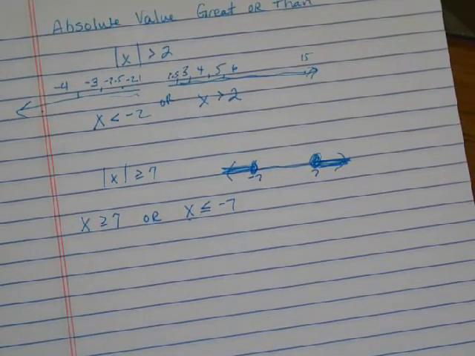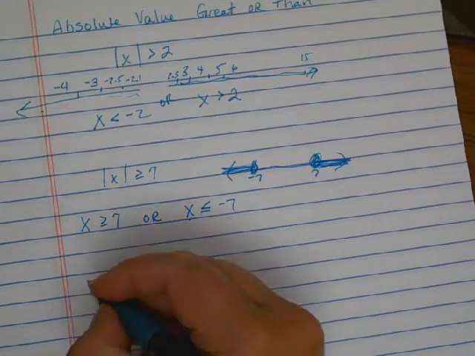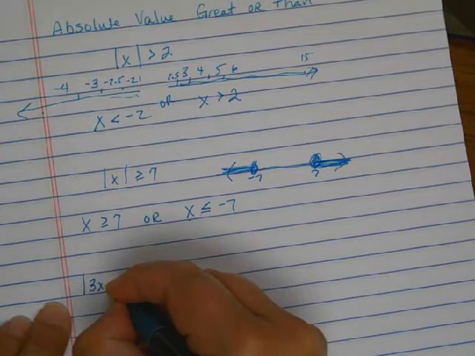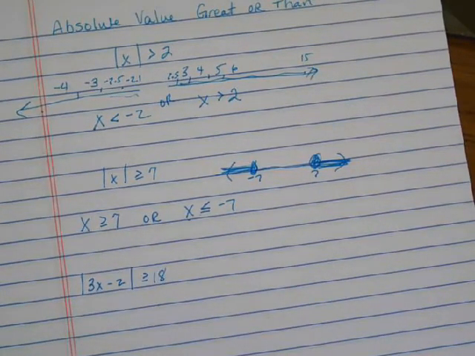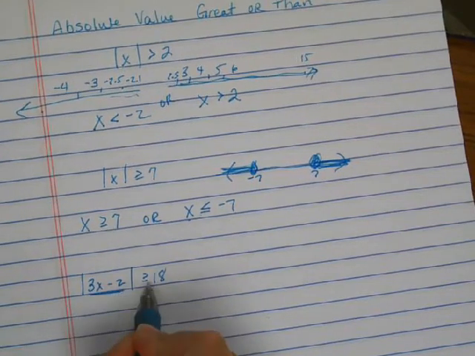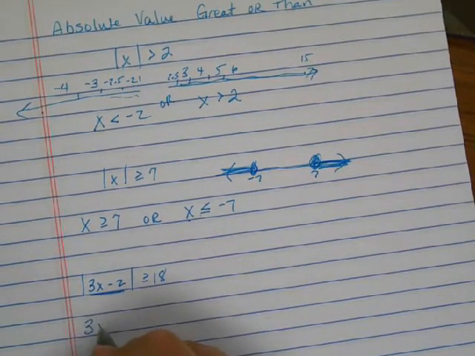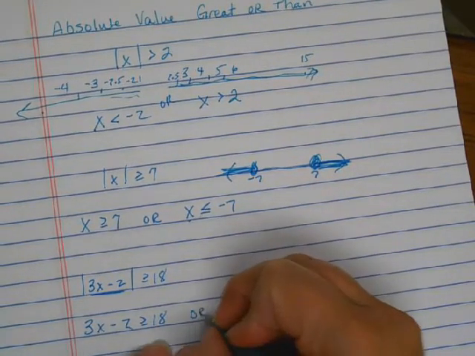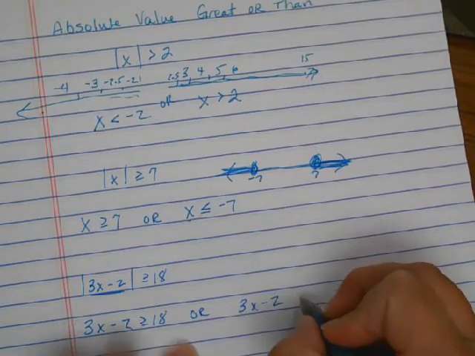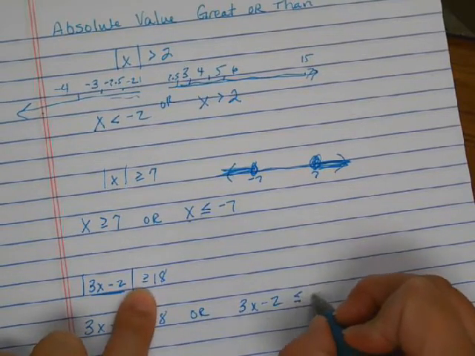Let's do another example. Let's do the absolute value of 3x minus 2 is greater than or equal to 18. So this time we have a greater than symbol. So I know I'm going to do 3x minus 2 is greater than or equal to 18, or 3x minus 2 is, reverse it, smaller than or equal to -18.